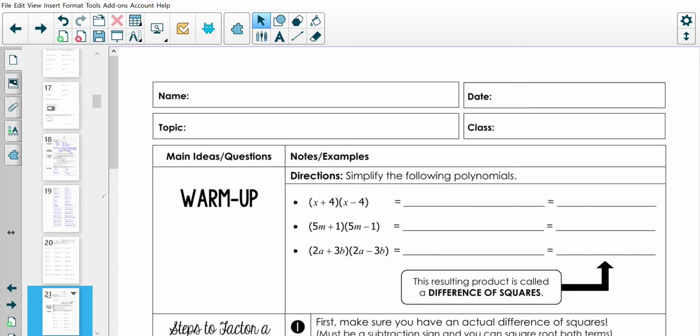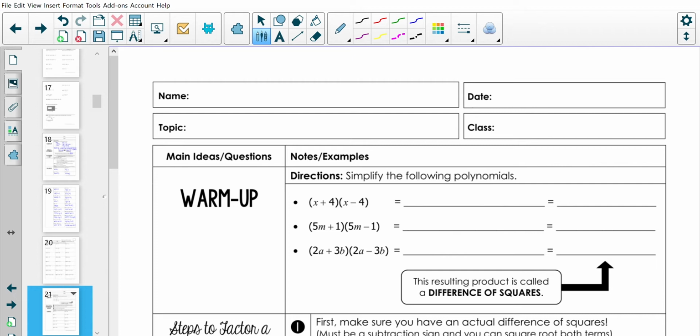Okay, before you start this video, you need to pause it and use the box method to find these answers for the warm-up, okay? And then you can play it and make sure that it matches mine, okay? So pause it here.